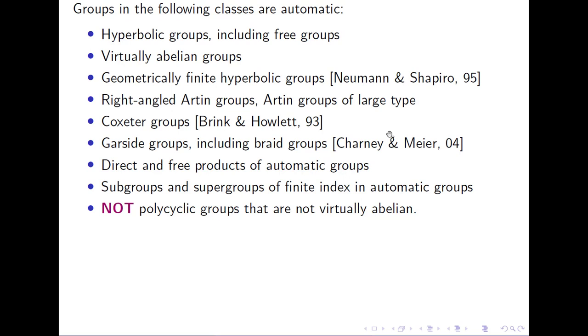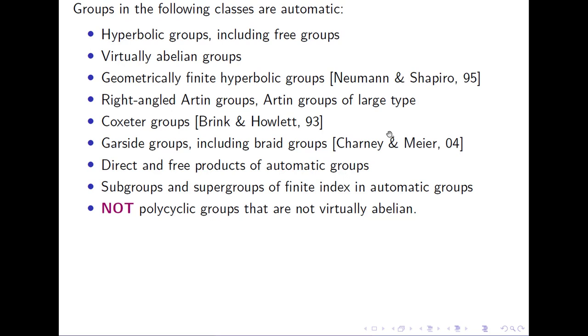But then on the negative side, which some people find a bit disappointing, is that most polycyclic groups, in particular most nilpotent groups, are not automatic. And they're only automatic if they're virtually abelian. Which is a bit sad, but I think this represents a fundamental divide, certainly in the theory of three-manifolds, that the groups tend to be either built up of things tending towards the hyperbolic and therefore automatic, or things which are virtually soluble, which are tending towards the polycyclic.